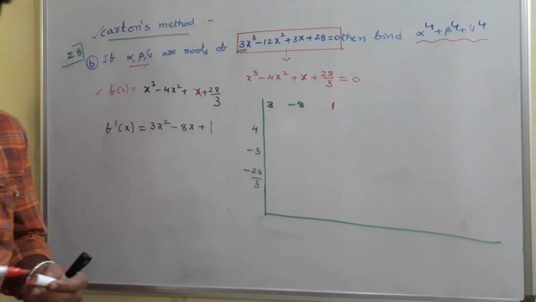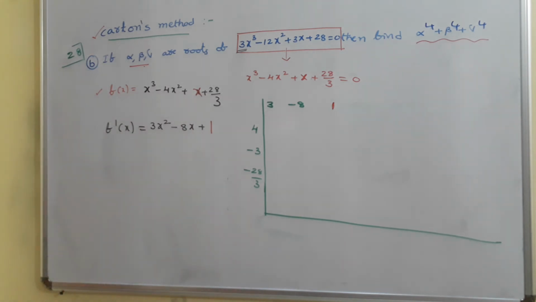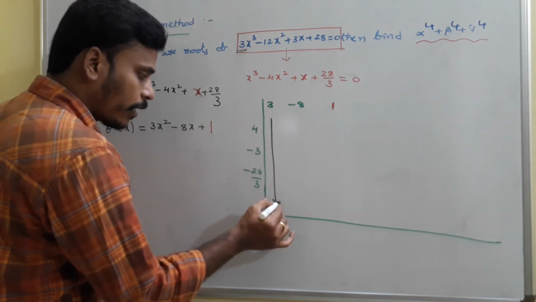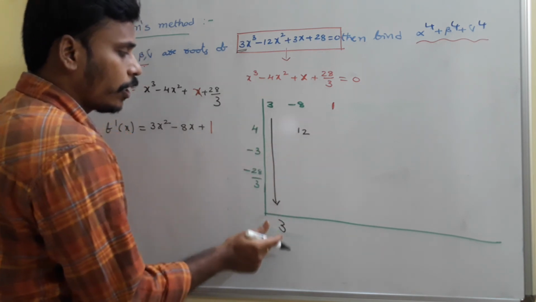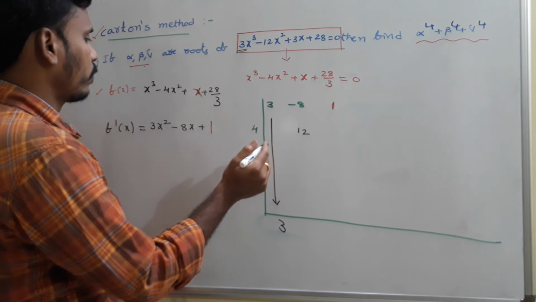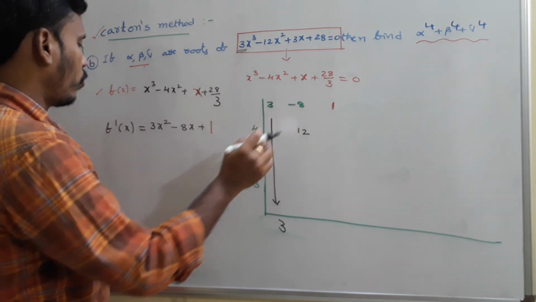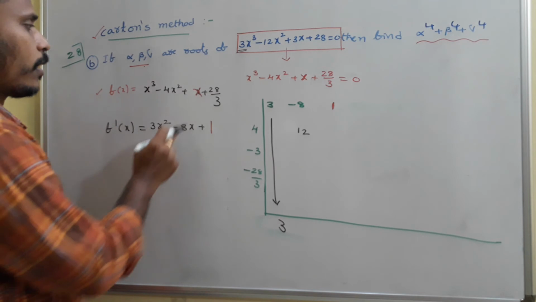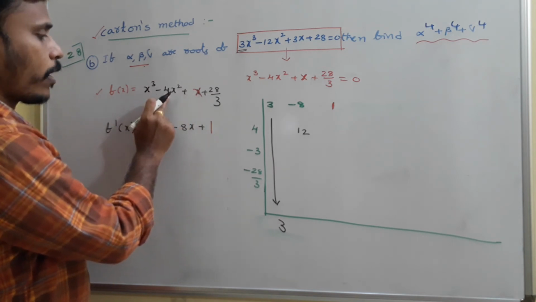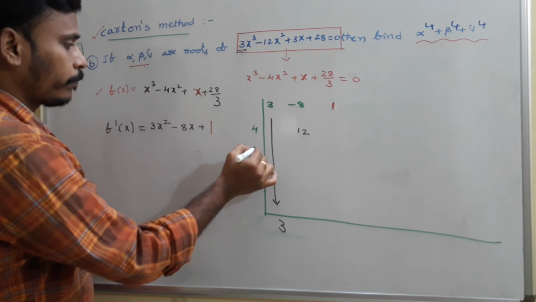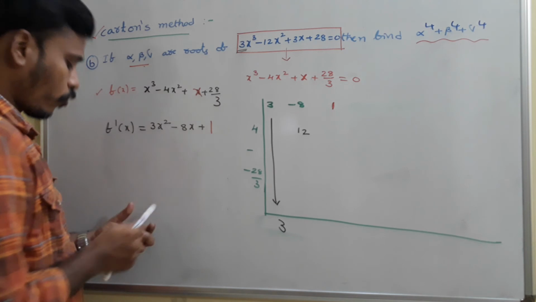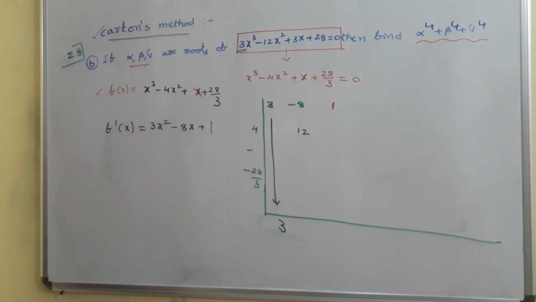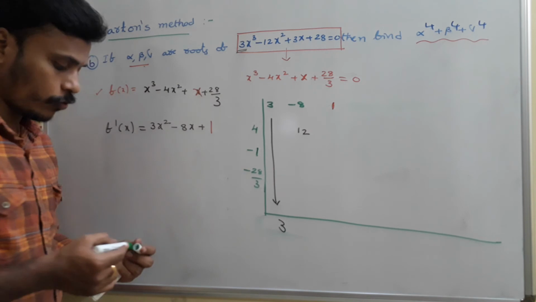Just have a look. 3, minus 8, 1, minus 4, minus 3, and minus 28 by 3. First of all, you just add column wise, and that is 3. Multiply everything with 3. 3 fours is 12. 3 into minus 3. No, no. This is 1 and this is 4. Okay, minus 1. I need to consider these coefficients, right? This is minus 4, so write minus 4 here. And this is x, you need to take minus 1 here and minus 28 by 3.